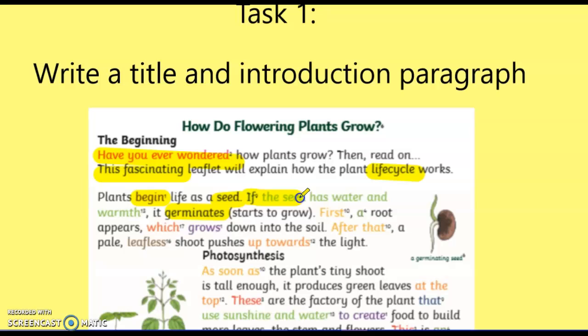Okay, and then here we have a subordinating clause in our sentence. If the seed has water and warmth, it germinates. So it germinates is the main clause. If the seed has water and warmth is a subordinating clause. Okay, so that's a really successful introduction, it's got time connectives in it. Okay, it has lots of information and it makes somebody want to read on. In those first few sentences, we know the purpose.